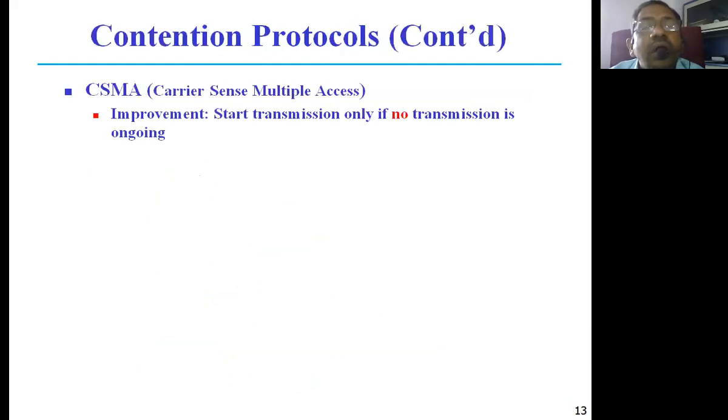All right. Now let us look into the contention protocols: carrier sense multiple access protocols. With these we have an improvement with respect to the Aloha protocols. What kind of improvement can we bring here? Start transmission only if no transmission is ongoing. That means, first of all, we have to read the shared resource. On the shared resource, if no transmission is taking place, then only transmit.